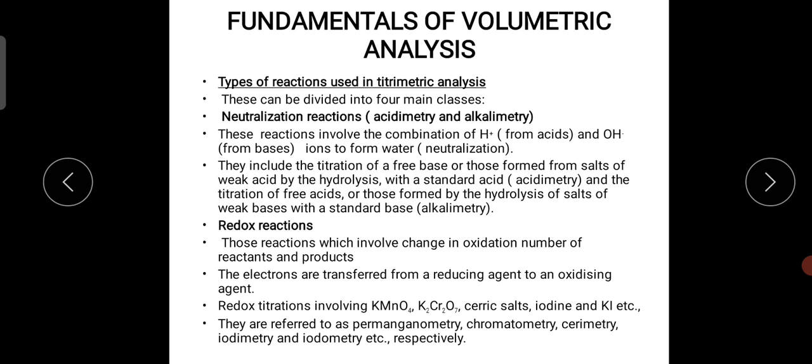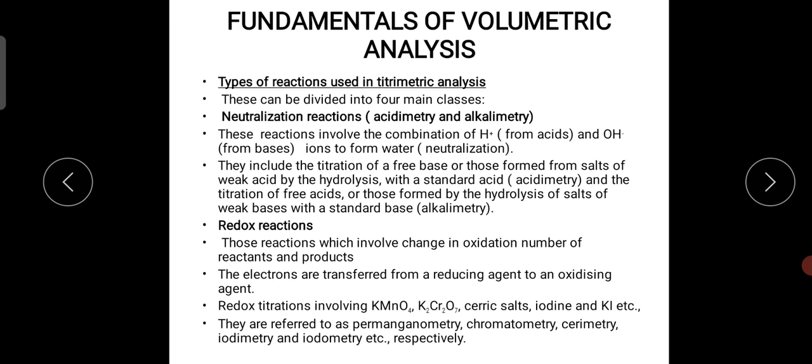There are two types in it: acidimetry and alkalimetry. Acidimetry is the titration of a weak acid with standard acid by the process of hydrolysis, or a titration of free base with standard acid. That is called acidimetry. Then alkalimetry: it is a titration of a weak base with standard base, or we can say free acid with standard base, using the process of hydrolysis. That is acidimetry and alkalimetry.